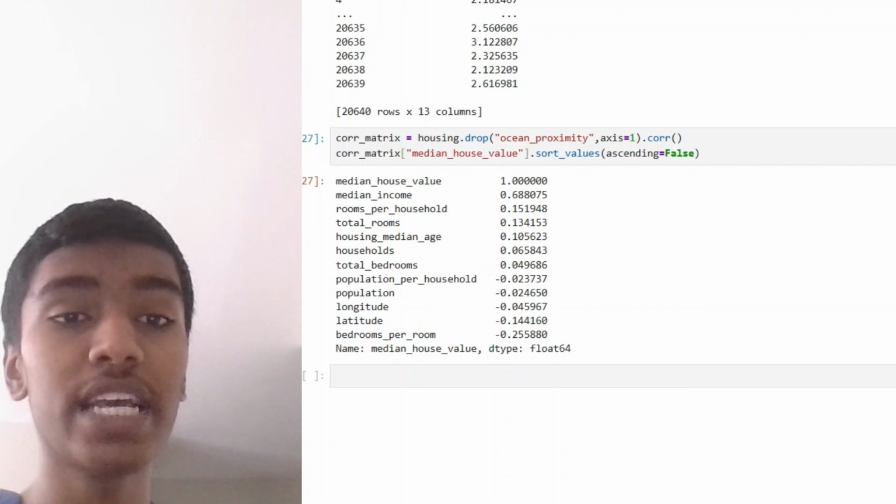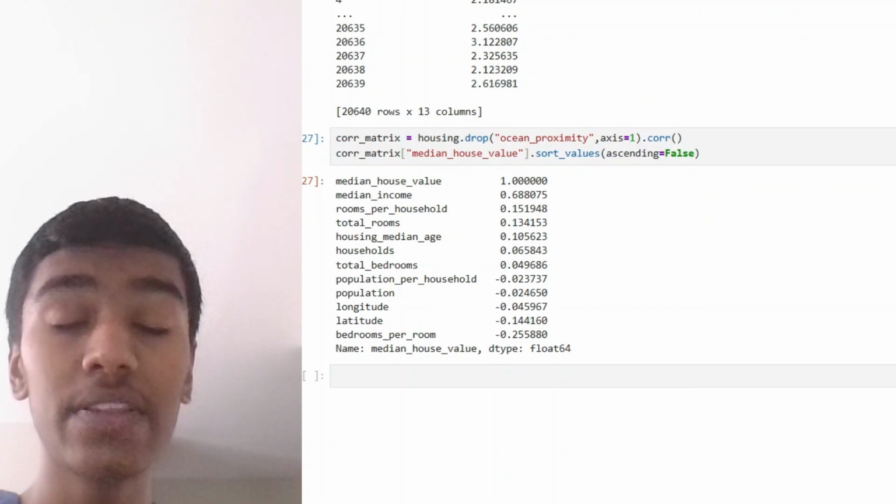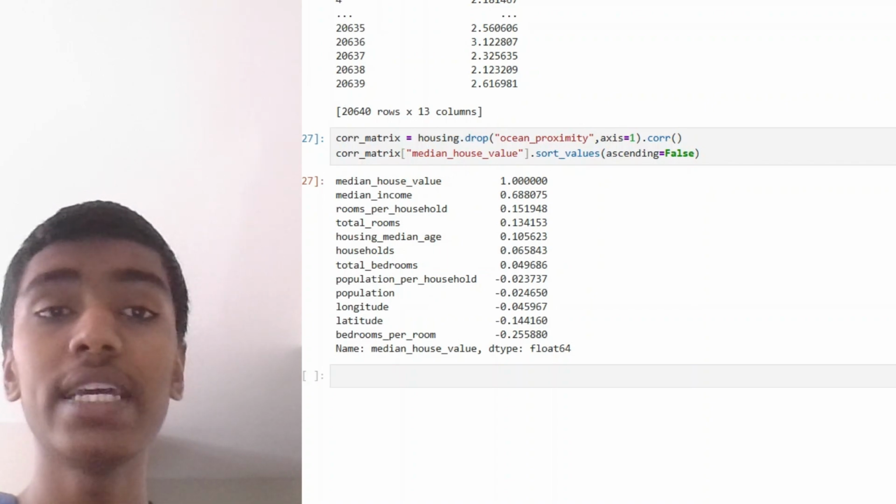All right, so that was our lesson for today. It was a much shorter lesson compared to previous lessons. In the next lesson, we're going to get into data cleaning as well and take a look at how we can clean our data.